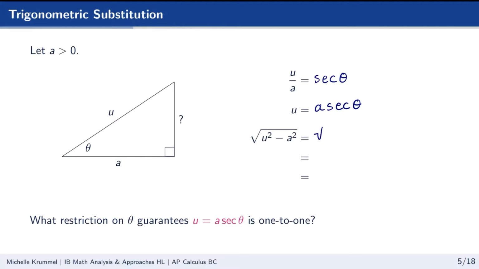And then the square root of u squared minus a squared, well, u squared would be a squared secant squared theta minus a squared, factor out an a squared. Use one of our Pythagorean identities there. Secant squared theta minus 1 equals tangent squared theta.